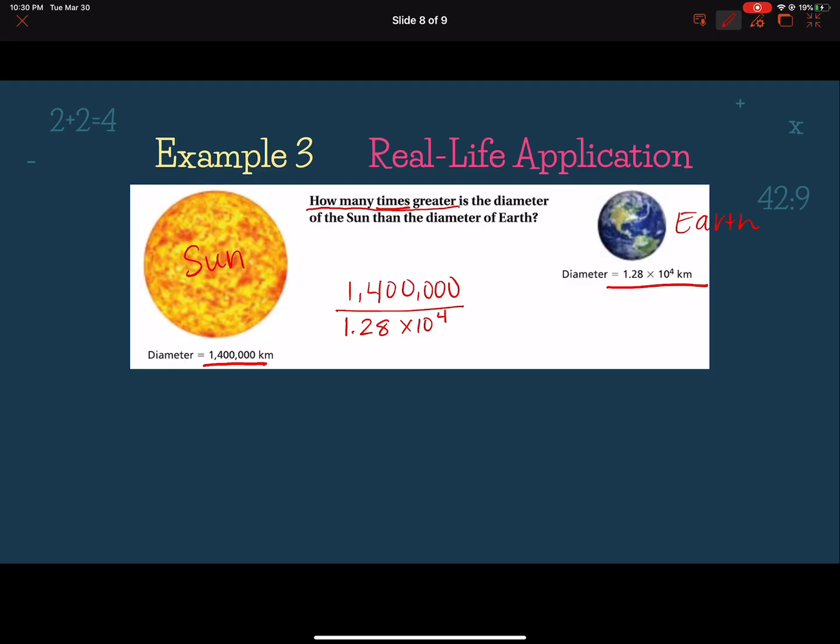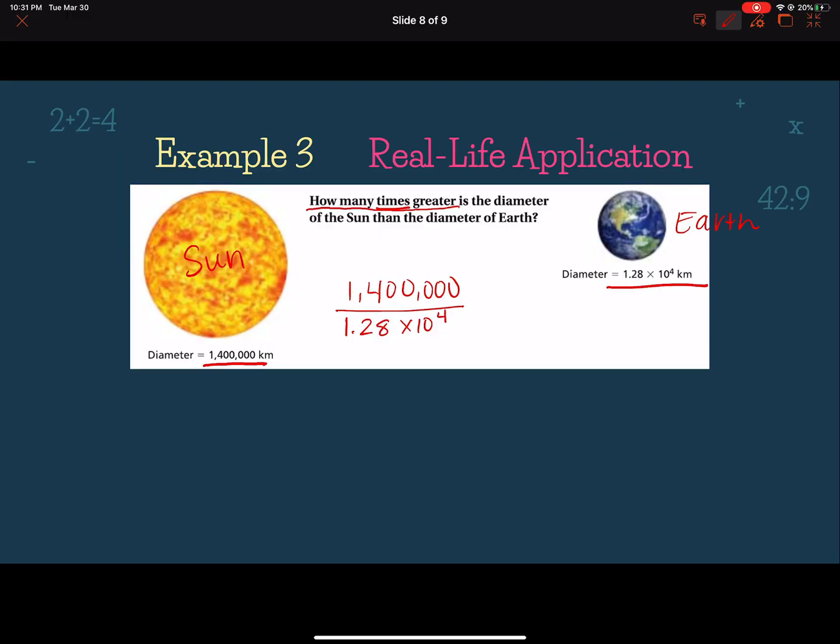Okay, now it doesn't tell me which way to put my answer. It doesn't tell me whether to state my answer in standard form or scientific notation, so we're going to do it in both, because why not? So if I type in this problem here, 1,400,000. And I divide it by, remember, either use your fraction button or put this in parentheses, 1.28 times 10 to the 4th.